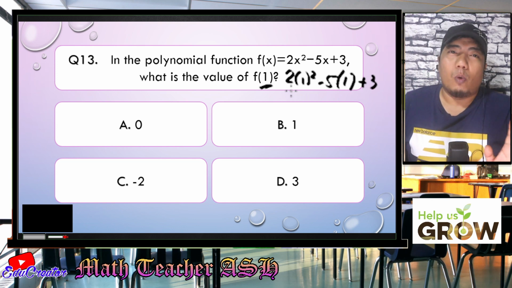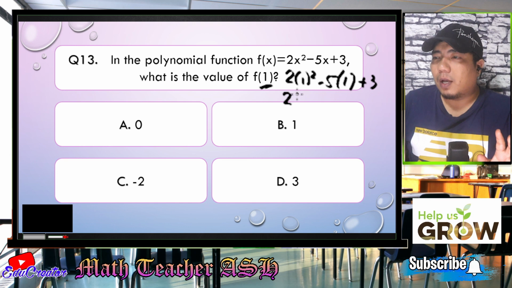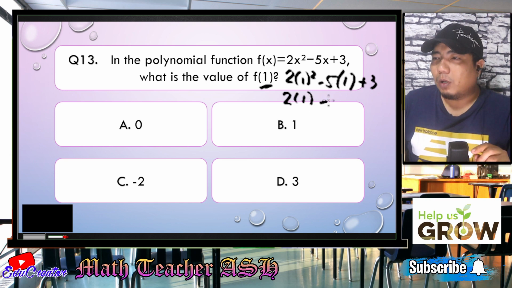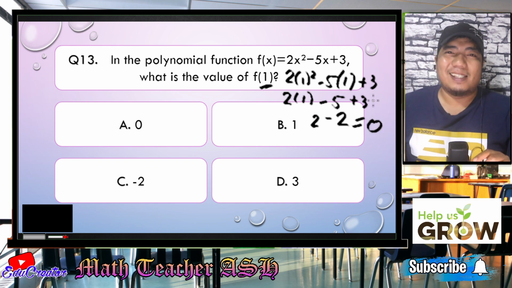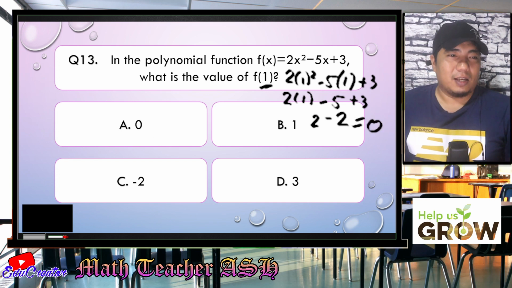Of course, when we simplify that one, this will become 2 times 1 because 1 squared is 1. Then 5 times 1, that will become negative 5 plus 3. So if we add negative 5 plus 3, that will be negative 2. 2 times 1, that will become 2. So 2 minus 2, that is 0. So therefore, the correct answer is letter A.